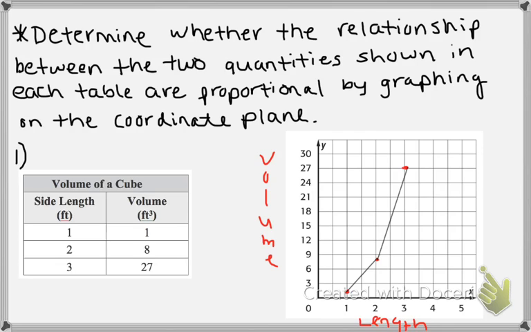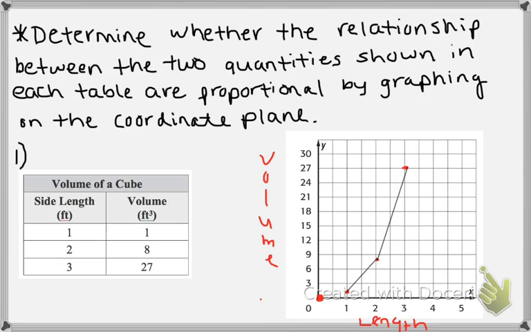Now, are these two quantities proportional? No, they are not. If they were proportional, this would be a straight line, and it would go through the origin, right here, 0, 0. So it's neither. It's not straight, and it doesn't go through the origin. So is this proportional? It's not.